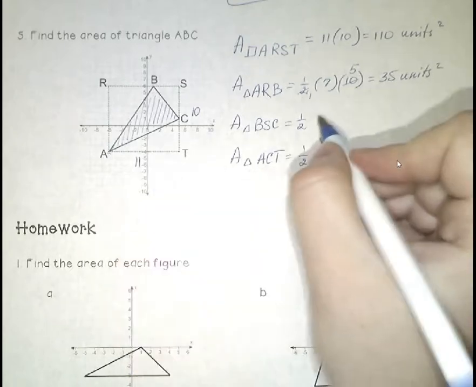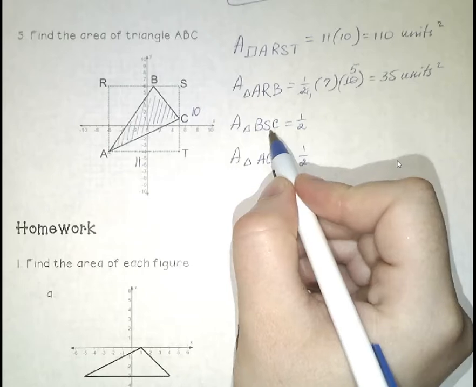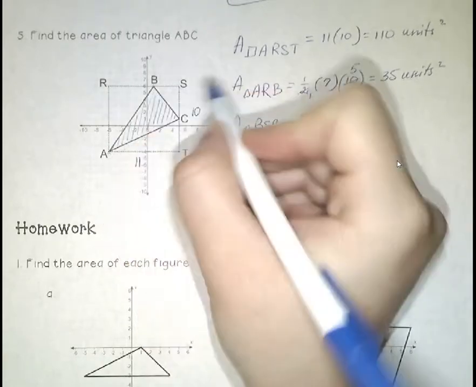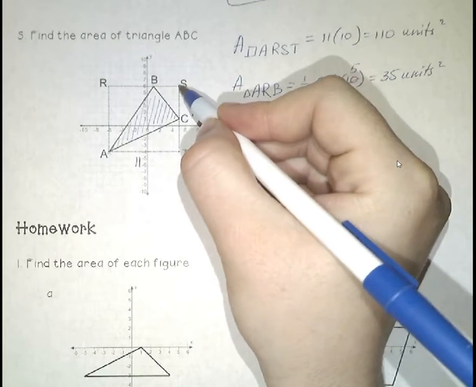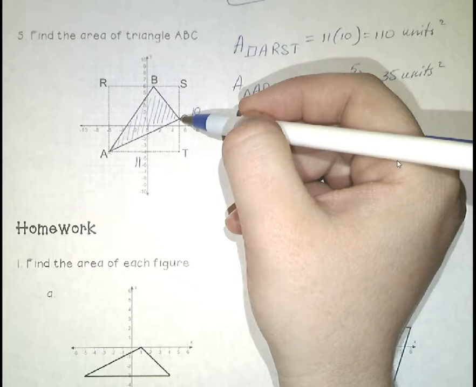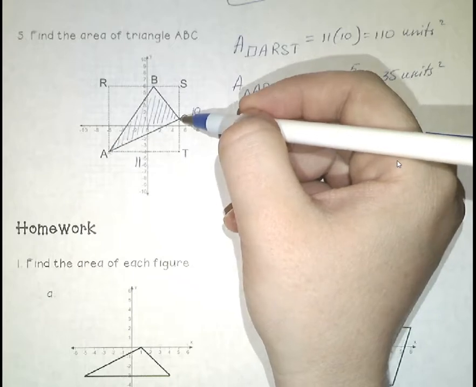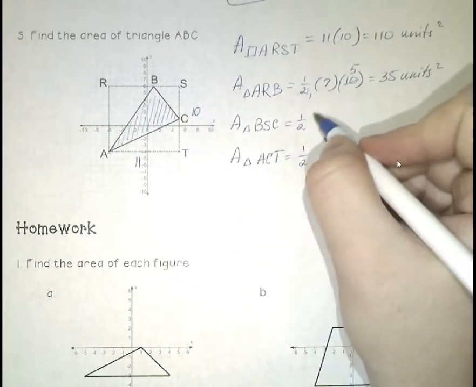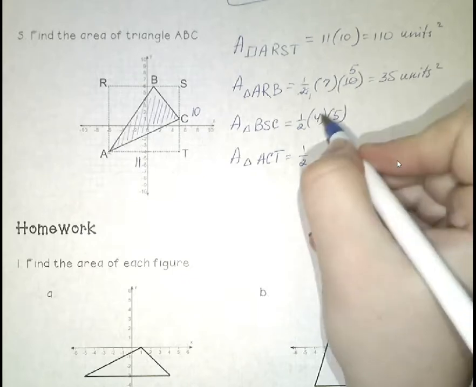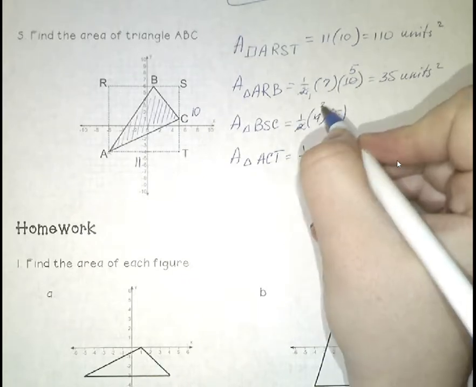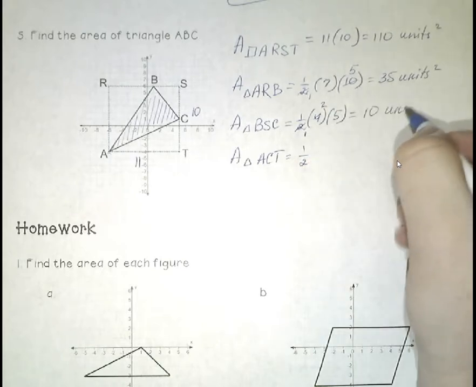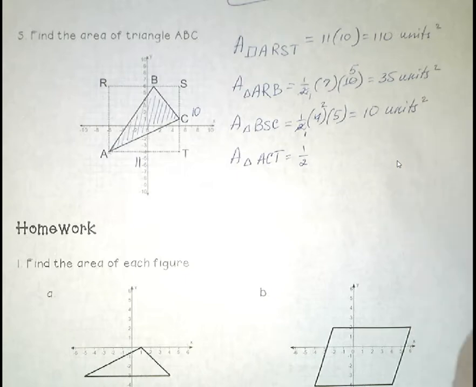Okay, now triangle BSC. BSC is this little one. It goes from 1 to 5, so 4 units, by from 6 to 1. That is 5 units. 4 by 5, 1/2 times 4 and times 5. 4 and 2 can get simplified, and we will have 10 units squared for the area.